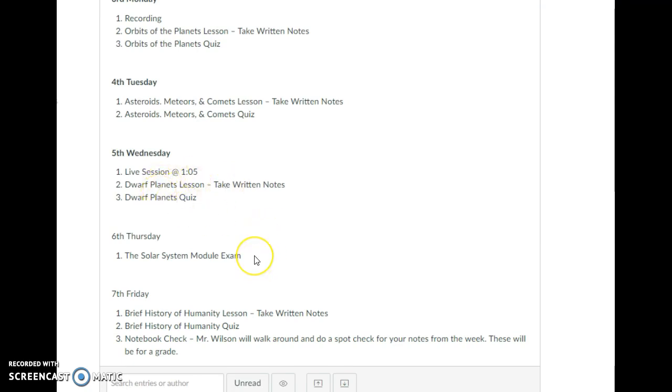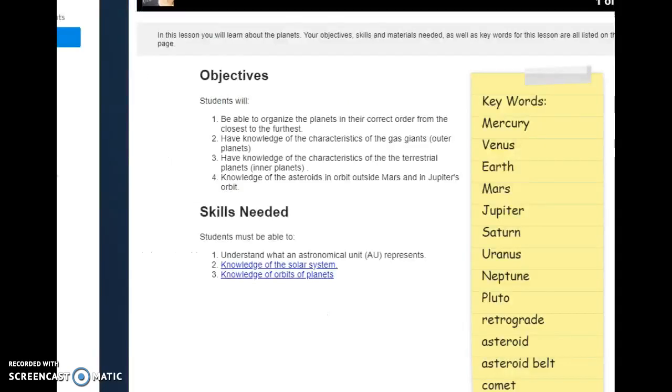Thursday you have your Solar System module exam, so you want to be sure that starting Wednesday you go back, look at your quizzes, and make sure that you're studying from your notes. And then Friday you'll start a new module, Brief History of Humanity, lesson and quiz, and then you'll have your notebook check on Friday.